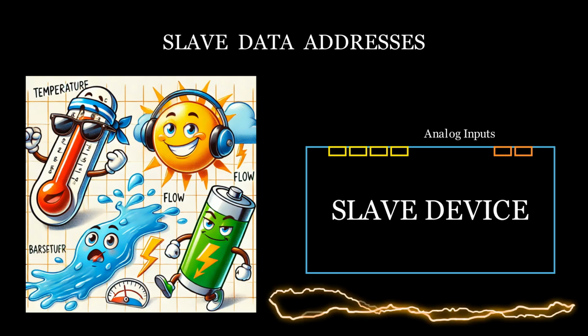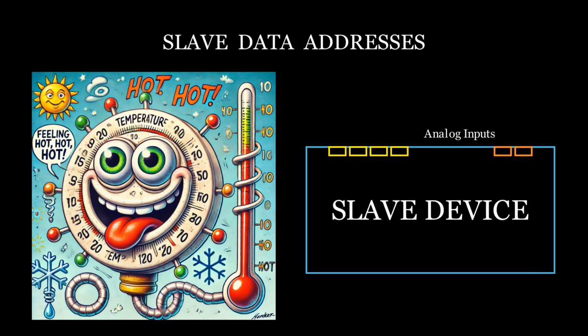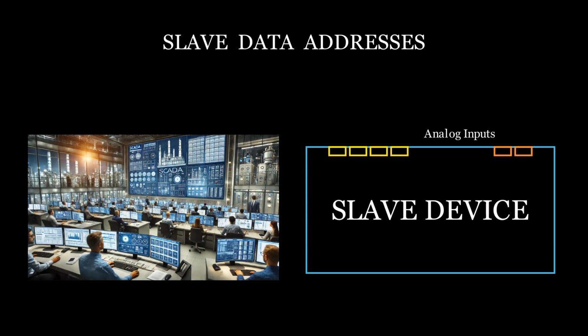within a defined range. For example, an analog input might read a temperature sensor that outputs a voltage proportional to the temperature it measures. The analog input converts this voltage into a digital value that the control system can use to monitor and regulate processes. This allows for precise control and monitoring of various parameters in real time.